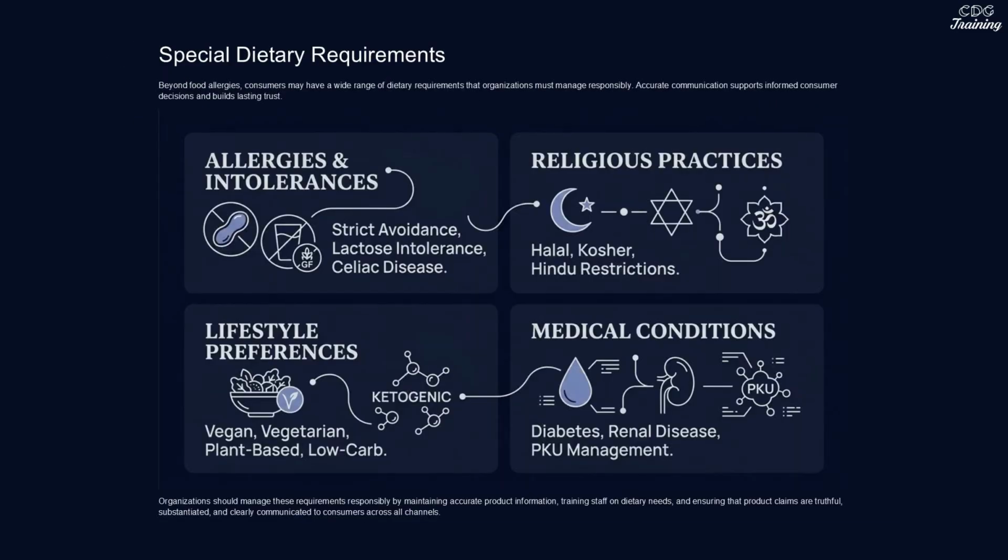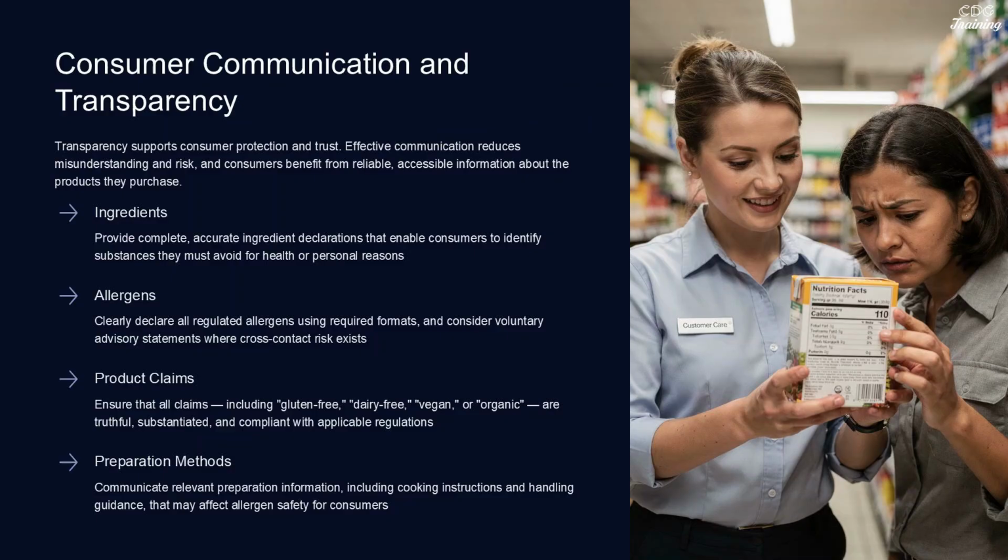Special dietary requirements must be communicated accurately. Organizations should address allergies, religious practices, lifestyle preferences, and medical conditions. Transparency in consumer communication supports protection and trust. Provide accurate information on ingredients, allergens, and preparation methods.